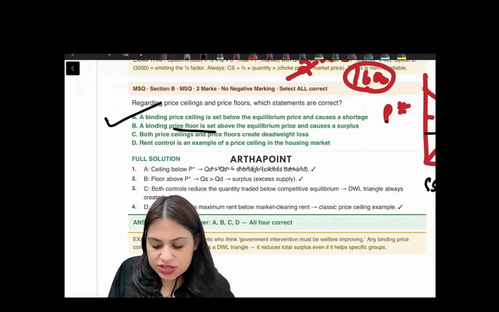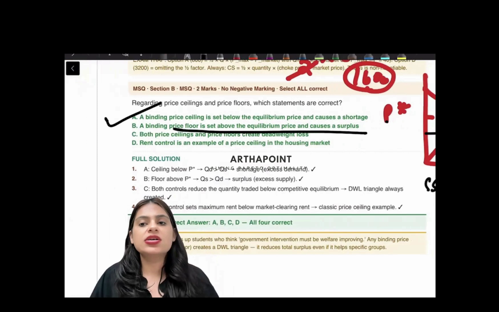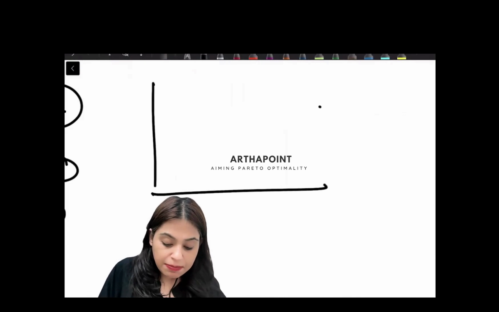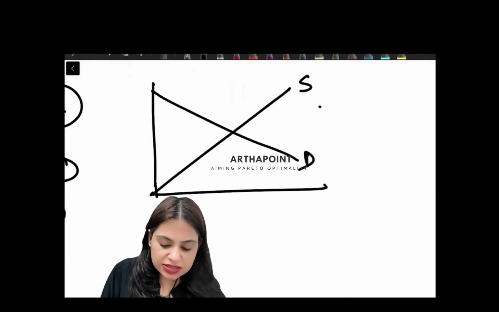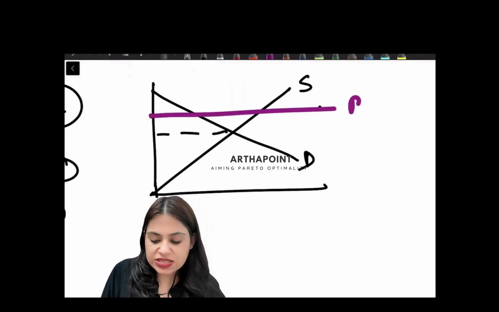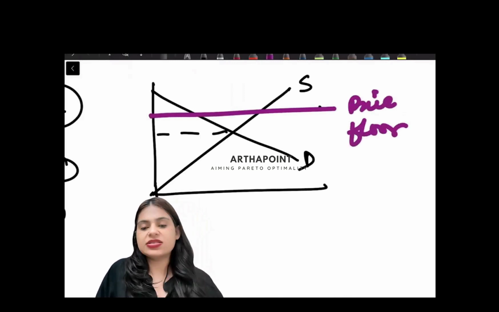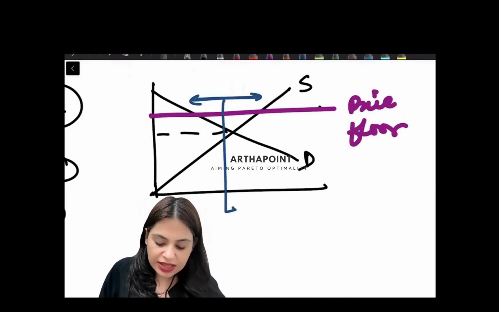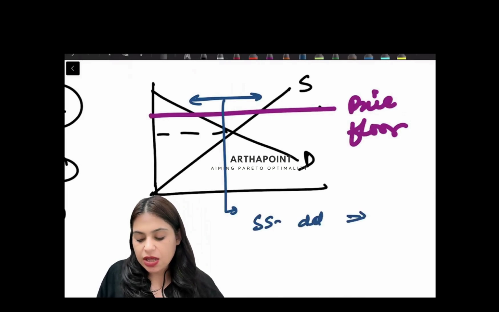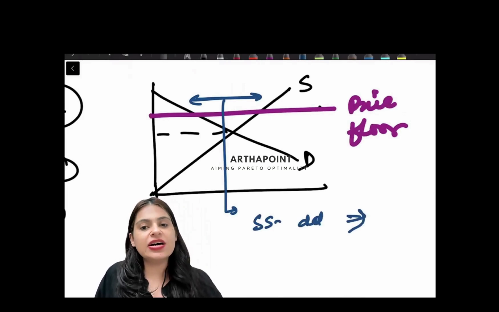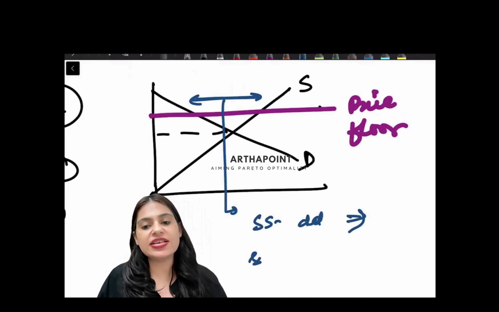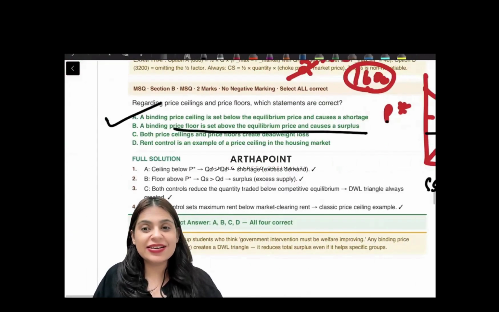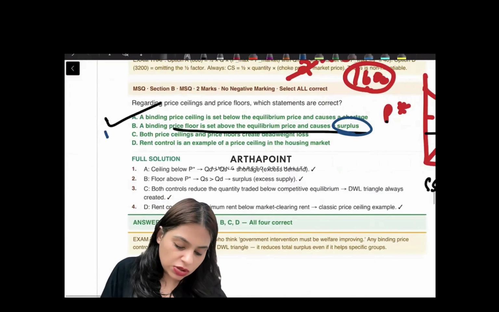A binding price floor is set above the equilibrium price and causes a surplus. So price floor means the minimum price at which you want to sell. If this is the demand, this is the supply, and this is the price floor, the minimum price that you will be charging, then supply will be more than demand, and the gap between supply and demand can be called excess supply in the economy. Excess supply is also called the surplus in the economy. So this is also correct.